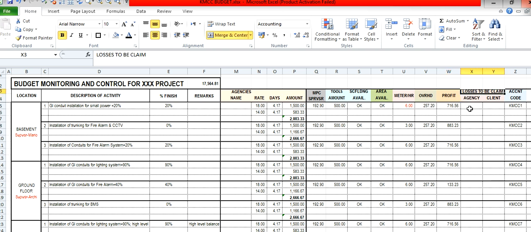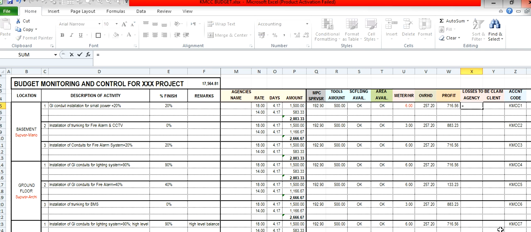Any losses from the agency we can write here. Any losses from the client we can write here. For example, if for 2 hours they are not working well, the work is not quality or is repeated, the loss is 2 hours times 18, for example, times 4 days. So 144 we can charge to them. This is your loss. You are not performing well, you are not meeting the productivity, so we have to deduct this from your contract.